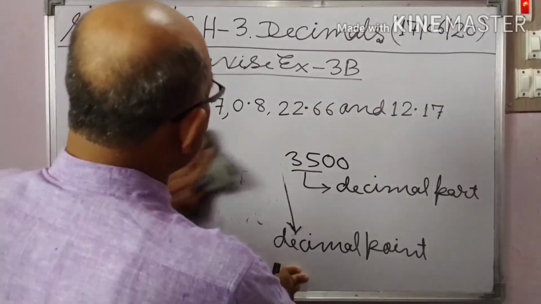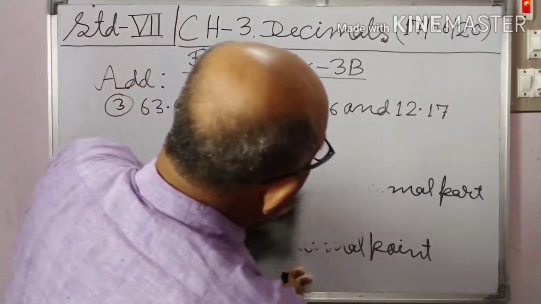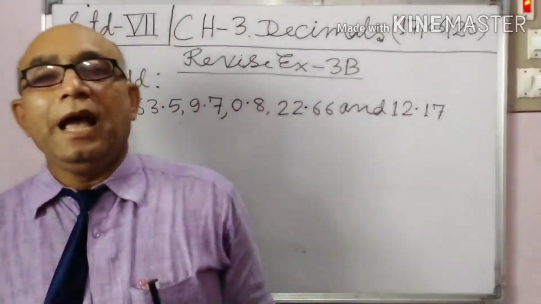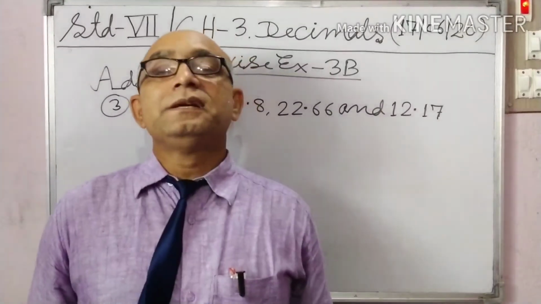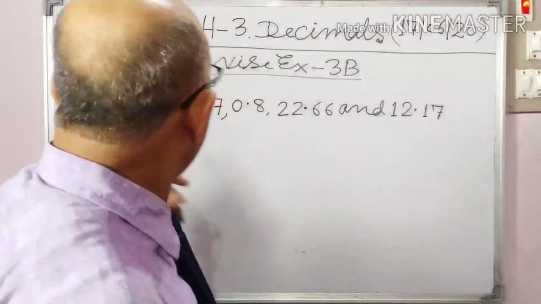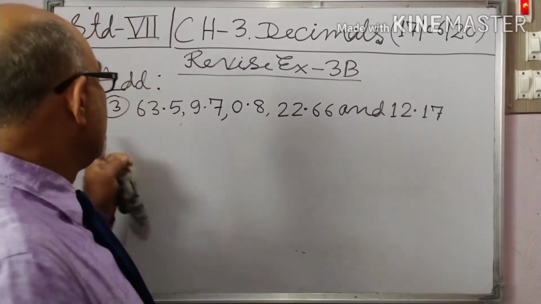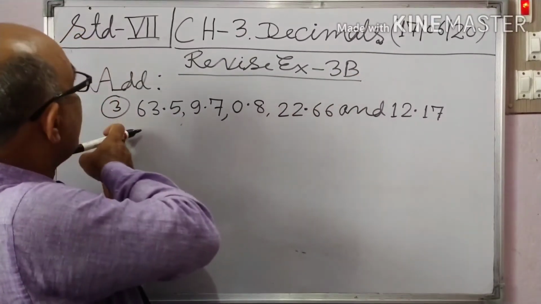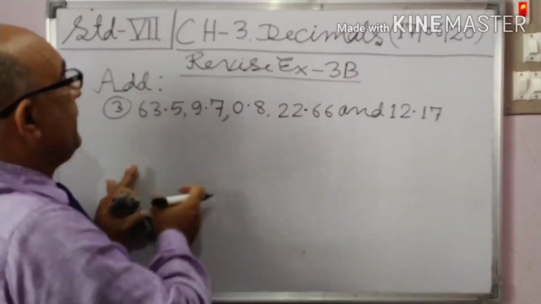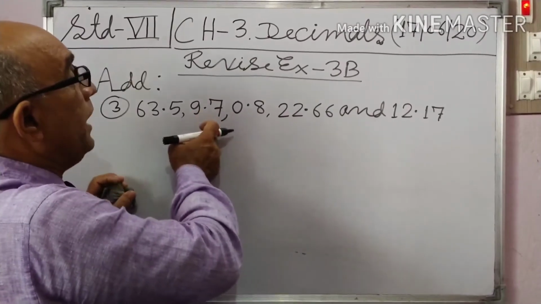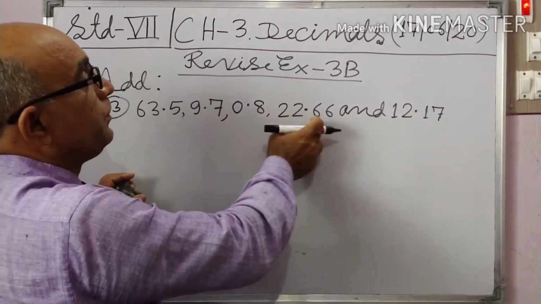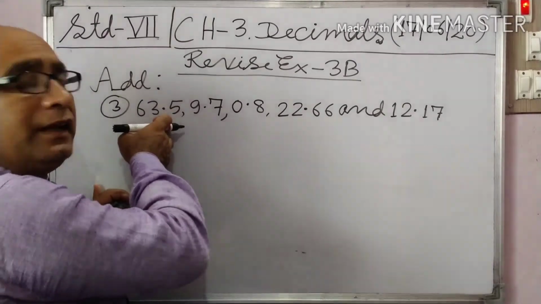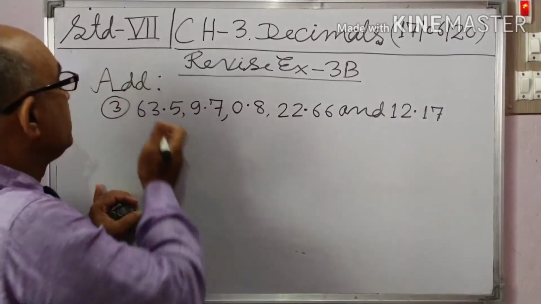Let us revise today's exercise 3b. In exercise 3b there are two types of problems: one is addition of decimals and another is subtraction of decimals. First of all, take question number 3. Add 63.5, 9.7, 0.8, 22.66 and 12.17. Write them with the decimal points in the same column.